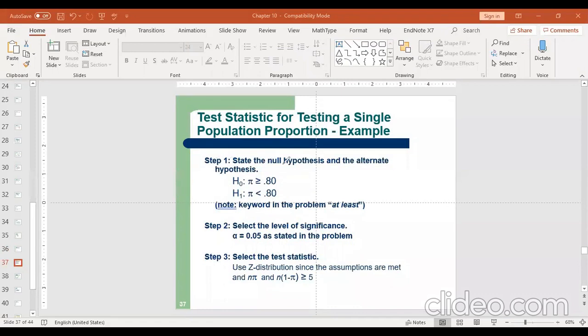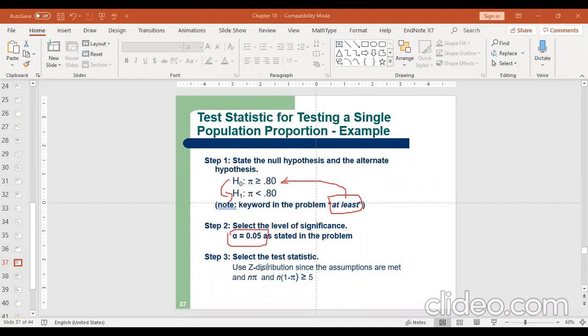So now step 1, state the null hypothesis and the alternate hypothesis. Which was the keyword? The keyword was "at least", which is stated in H naught, because "at least" and "at most", these two phrases have the equality sign, and H1 is exactly opposite to H naught. Step 2, select the level of significance. The level of significance was 5%. Step 3, select the test statistic.